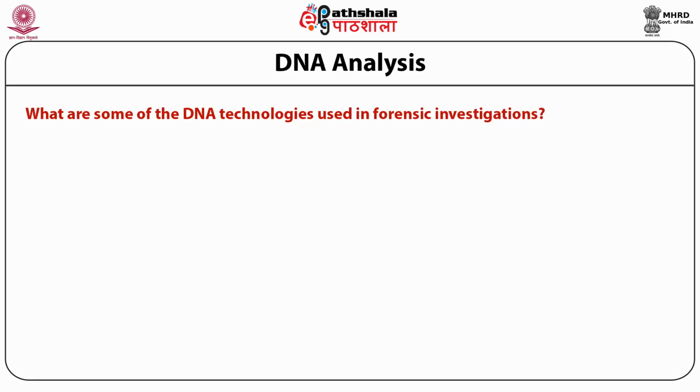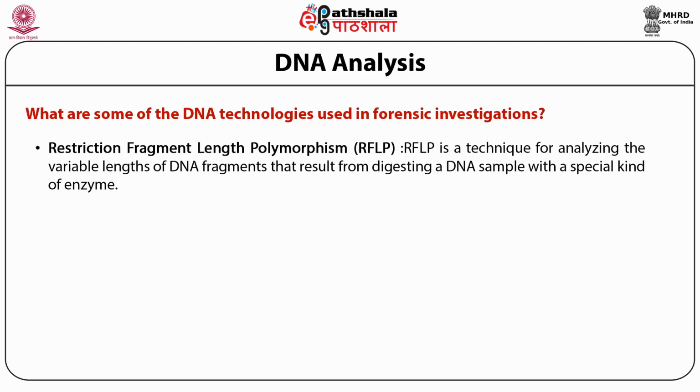What are some of the DNA technologies used in forensic investigations? First is restriction fragment length polymorphism, that is RFLP. RFLP is a technique for analyzing the variable lengths of DNA fragments that result from digesting a DNA sample with a special kind of enzyme. This enzyme, a restriction endonuclease, cuts DNA at a specific sequence pattern known as the restriction endonuclease recognition site.